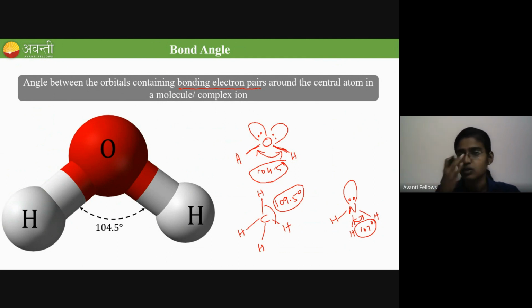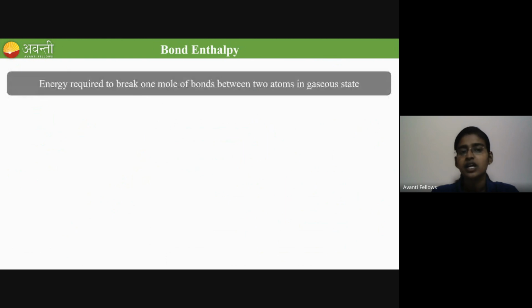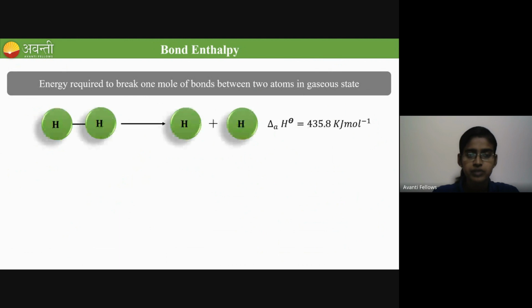Okay. Now moving on to the third bond parameter, bond enthalpy. We can call this bond energy also. The energy required to break 1 mole of bonds between two atoms in the gaseous state is called bond enthalpy. Now I'll take the hydrogen molecule. There is one bond between two hydrogen atoms, right? If I want to break this bond, I have to supply 435.8 kilojoules per mole of energy to separate this into its constituent gaseous atoms.